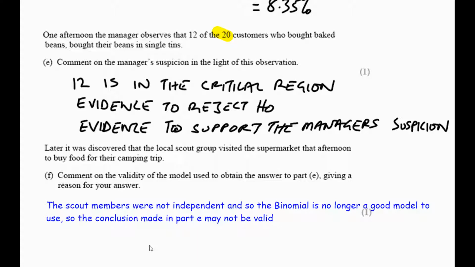Be careful to be specific when you're responding to these context questions. You need to make sure that you're going to be awarded the credit that you deserve. So a response like I've shown will be worth all your marks.